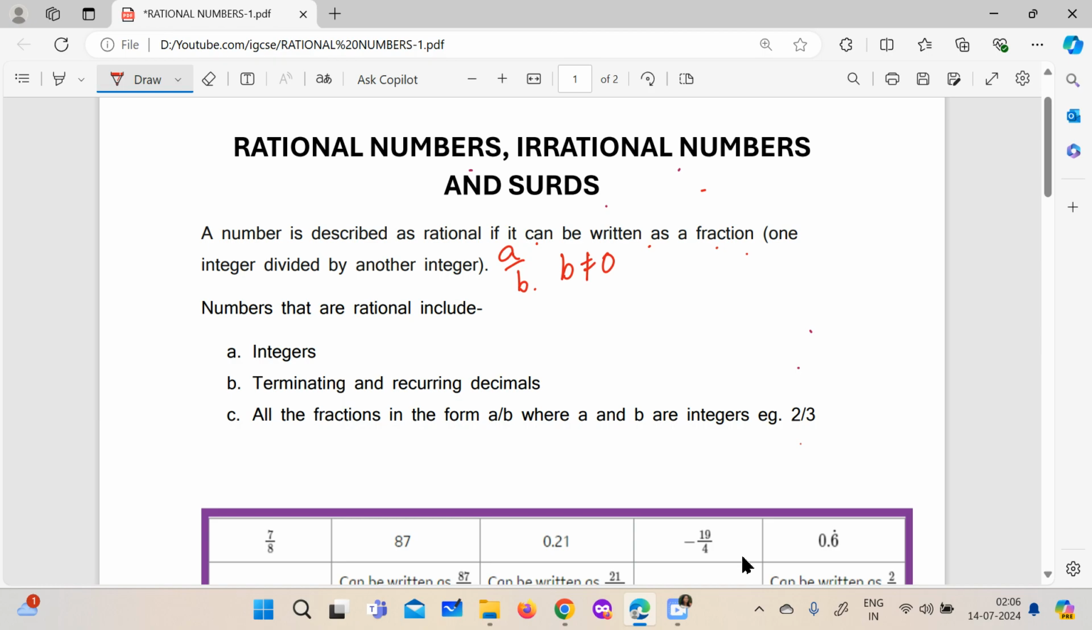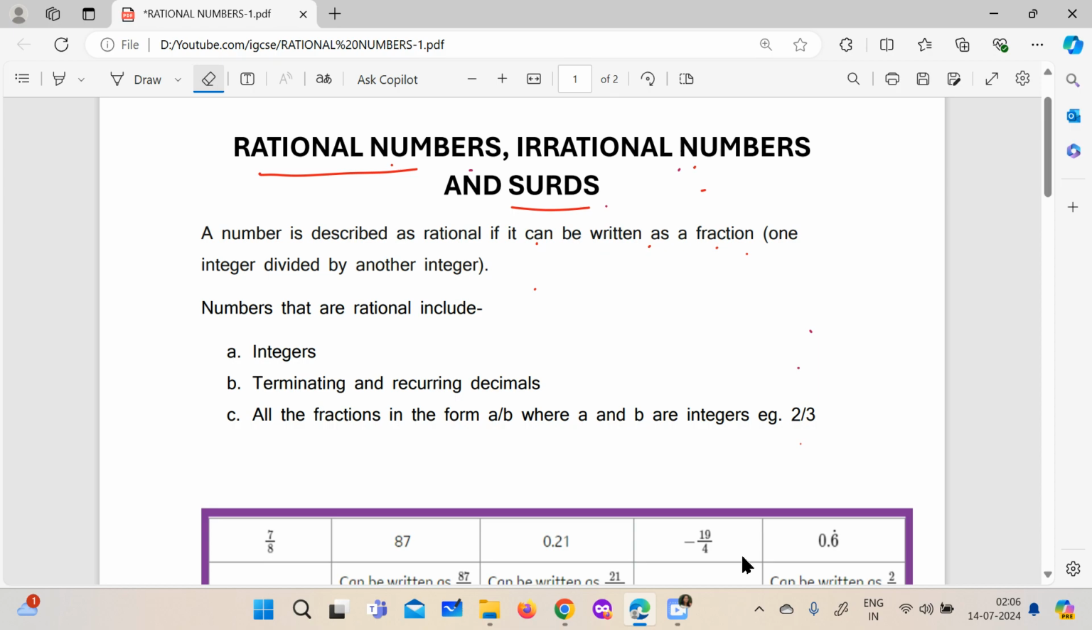In today's class, we will study about rational numbers, irrational numbers, and surds. And we will be able to find the difference between rational numbers, irrational numbers, and surds. So let's see what are rational numbers.